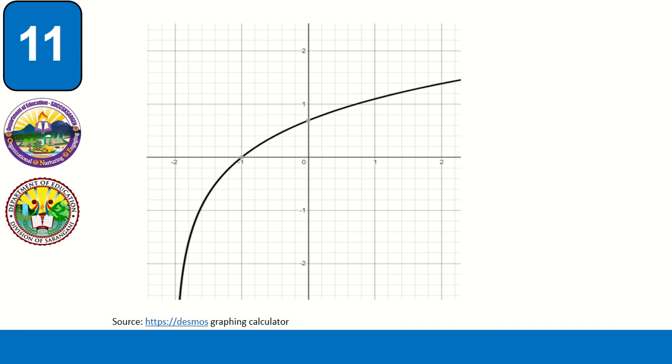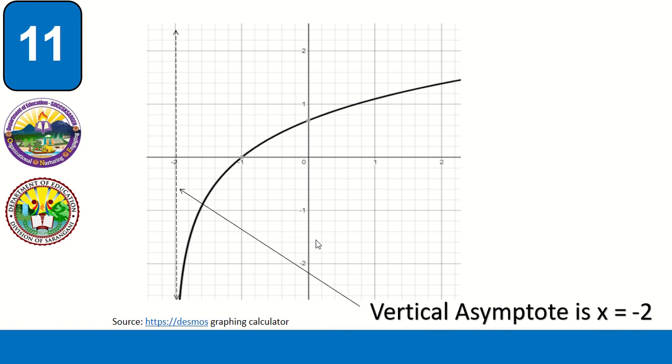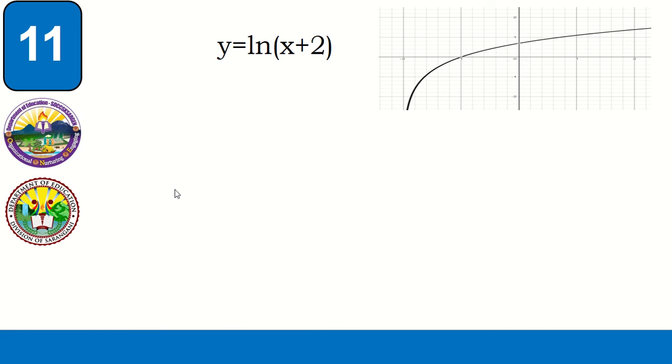Let's say, for example, this graph is quite here. It approaches this line but never touches it. So there is here an imaginary line, or broken line. This is called the asymptote, and the asymptote has the equation x equals this one. That means x equals negative 2 is the vertical asymptote. So, very clear.